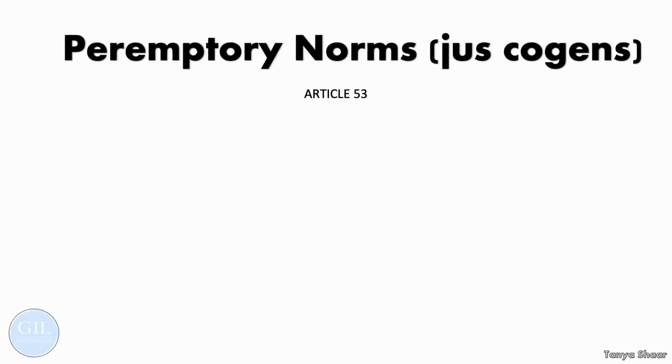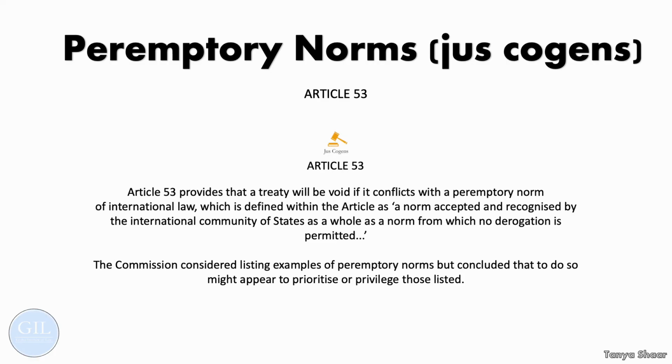Next and lastly, we have what is known as peremptory norms or jus cogens, which can be found under Article 53. Article 53 provides that a treaty will be void if it conflicts with a peremptory norm of international law, which is defined within the article as a norm accepted and recognized by the international community of states as a whole as a norm from which no derogation is permitted.